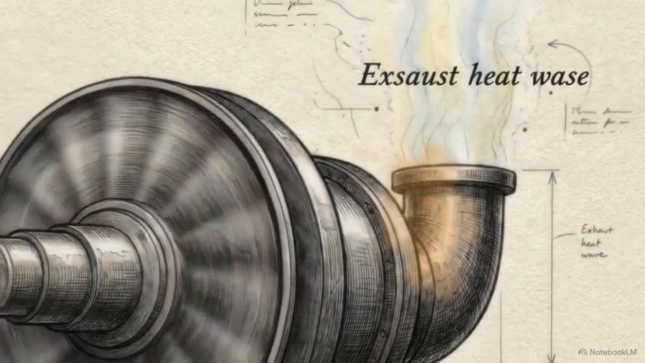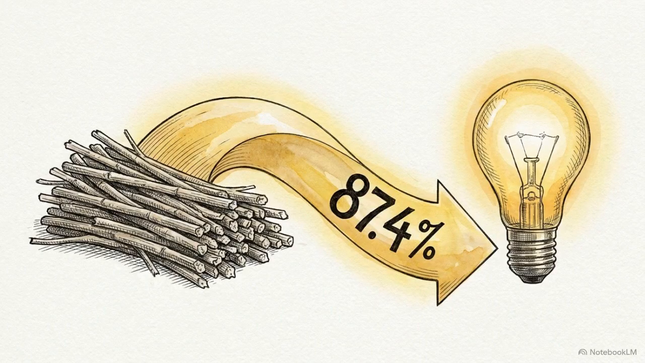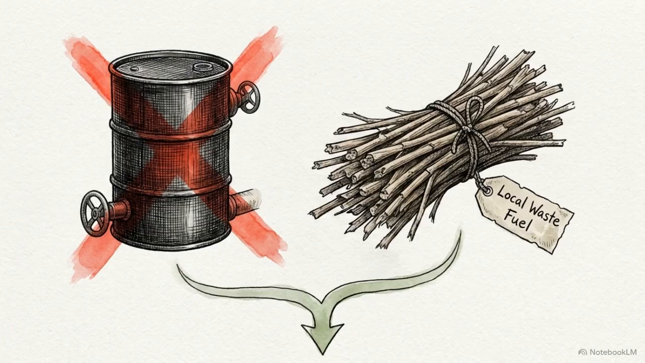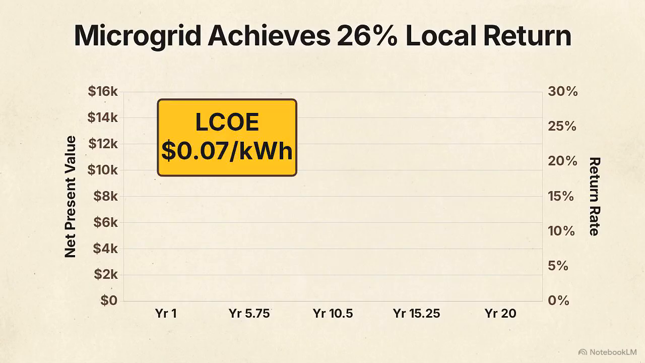The catalytic steam mode achieves a cold gas efficiency of 87.4%. That high conversion rate translates directly into favorable project economics. By eliminating petroleum and running strictly on local waste pigeon pea stocks costing $117 per ton, the system's operational overhead stays extremely low. When factoring in hardware, fuel, and maintenance, the microgrid achieves a highly competitive levelized cost of electricity of exactly 7 cents per kilowatt-hour.